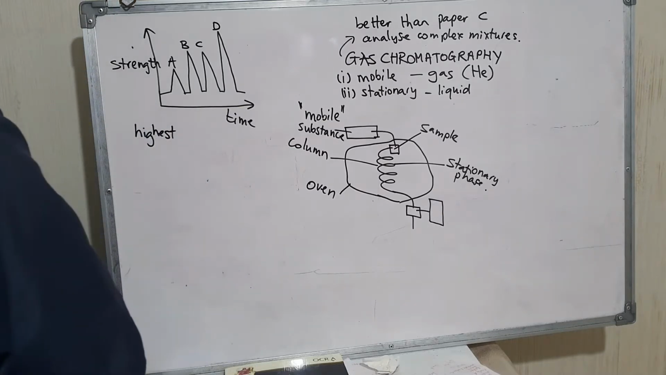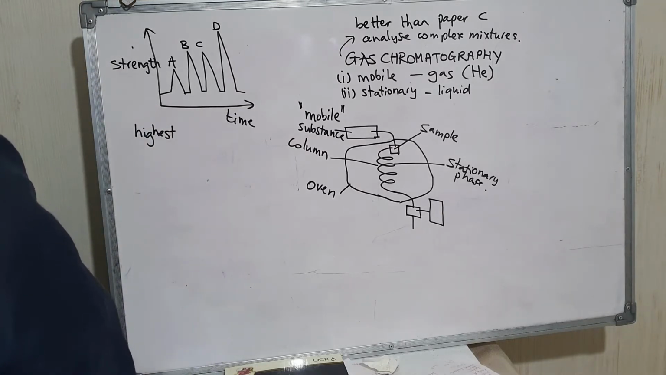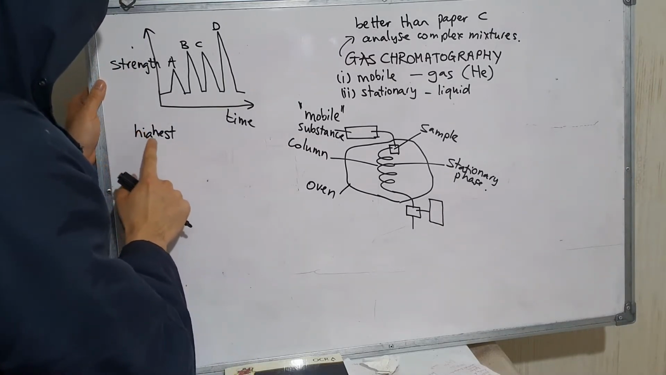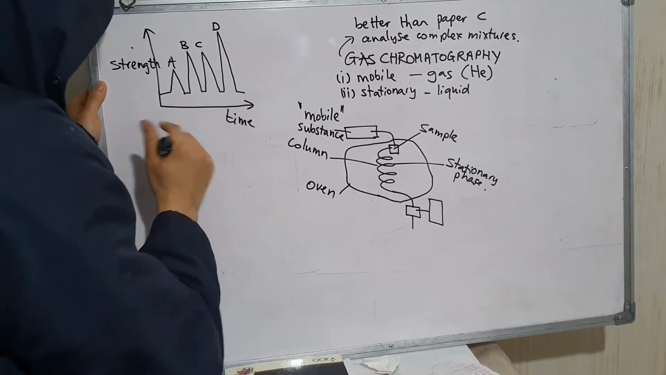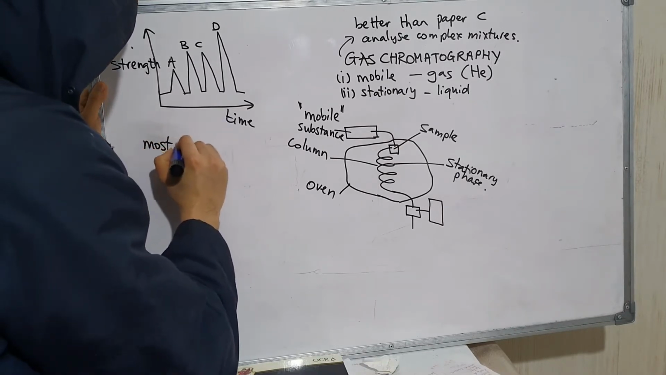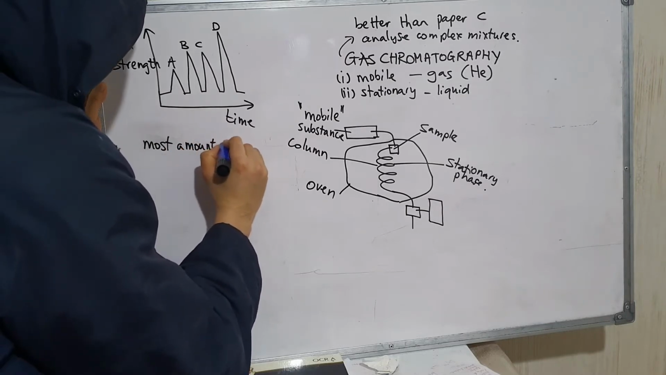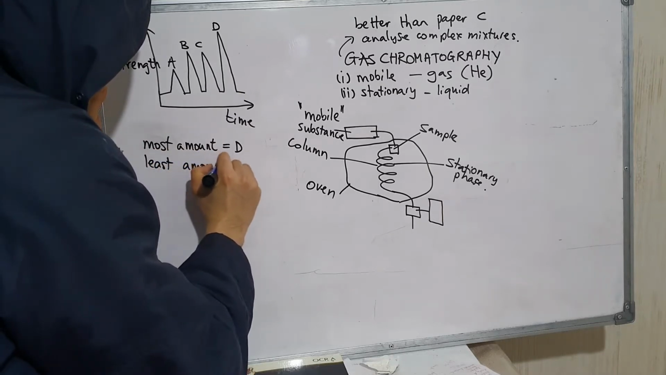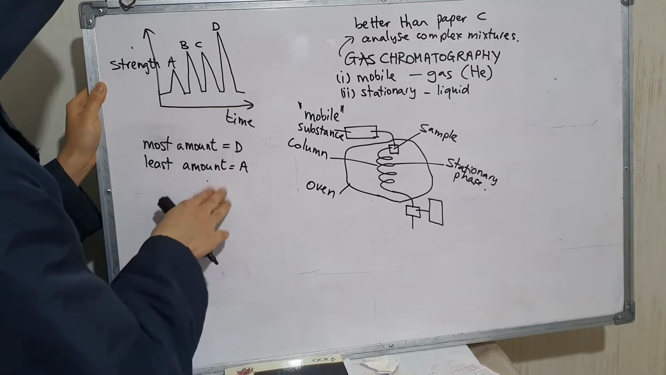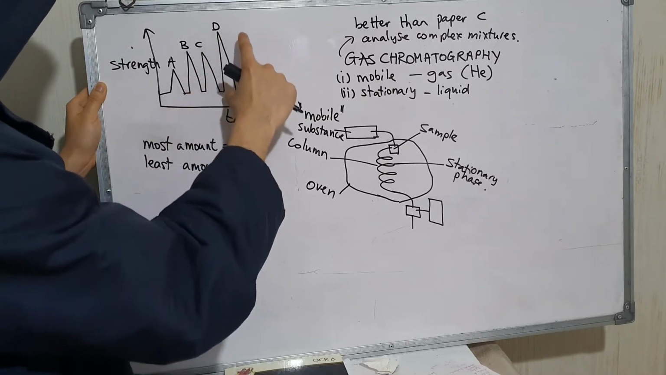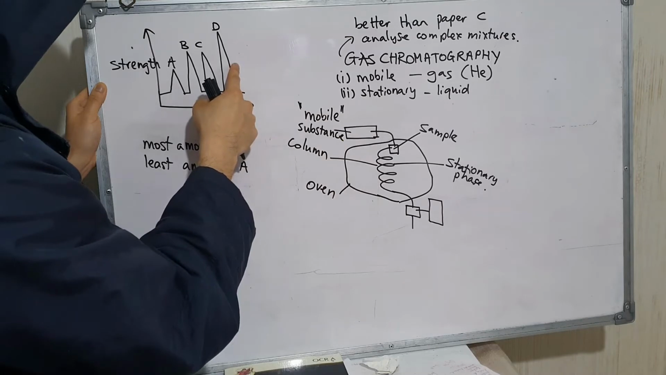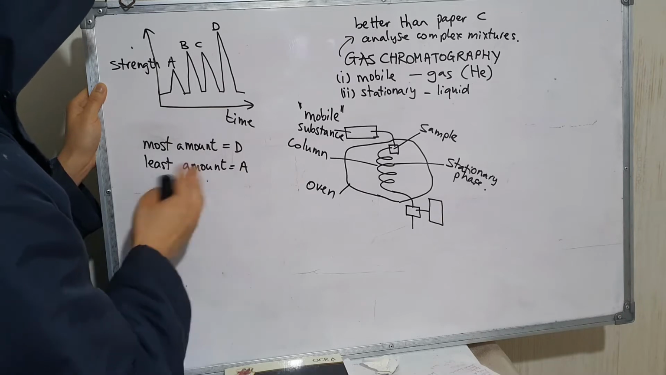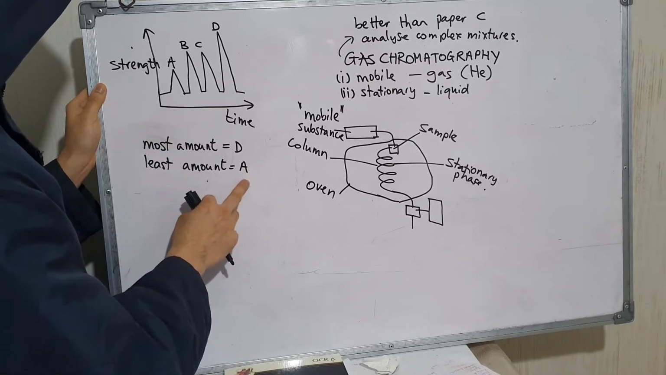Well, how would you say this? The highest amount, the largest amount, or the most amount? The most amount is D. And the least amount is A. I'm being unscientific here. So the one that's in the sample the most is D, or the highest concentration, you could say, and the one that has the lowest concentration is A.